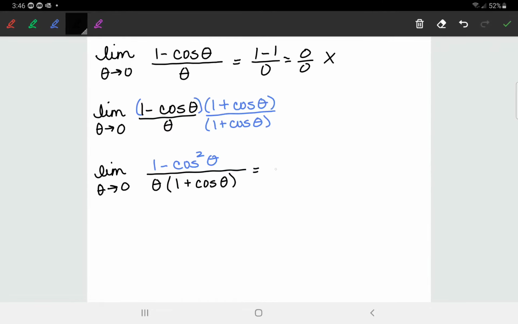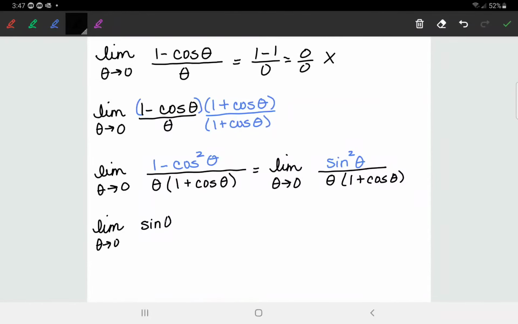Okay, so let's get rid of the cosine. 1 minus cosine squared in the top, well, we know that is just sine squared. So this becomes sine squared theta, now divided by theta times (1 plus the cosine of theta). Now this looks an awful lot like what we had before. We could split this up as the limit as theta approaches 0 of the sine of theta divided by theta, multiplied by the sine of theta over (1 plus the cosine of theta).